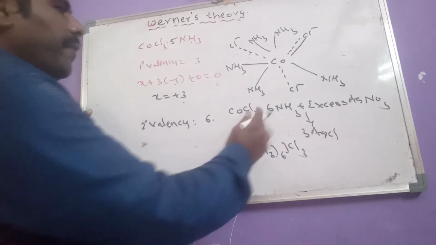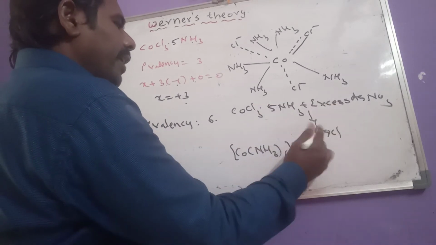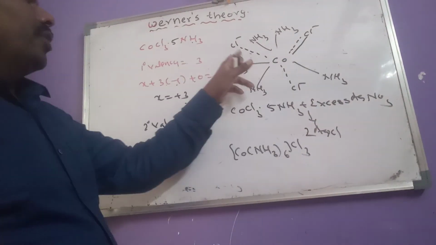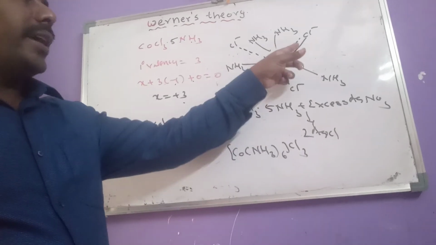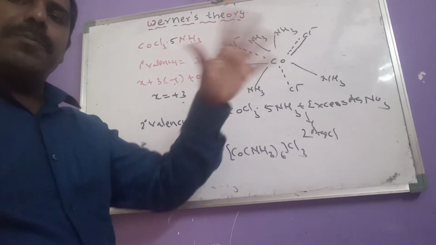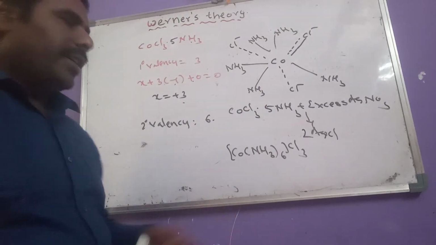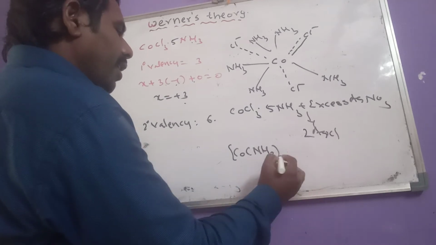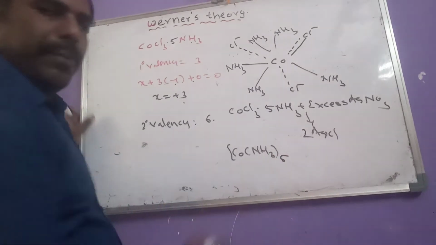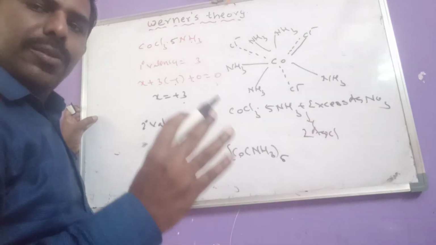Now, whenever this is treated with excess of silver nitrate, we get only 2 AgCl precipitates. We can't get this chloride ion as a precipitate. Now, what is its formula? Here one ammonia molecule is not there. Only 5 ammonia molecules are there. That means this king needs 6 bodyguards.